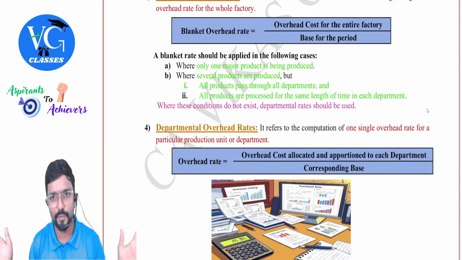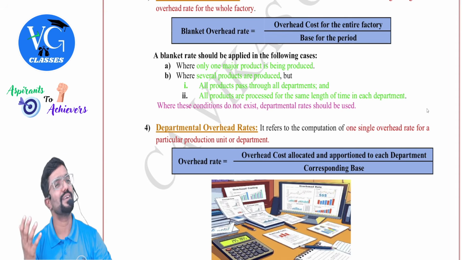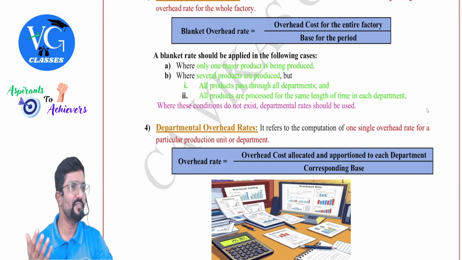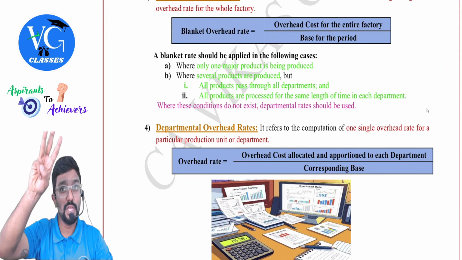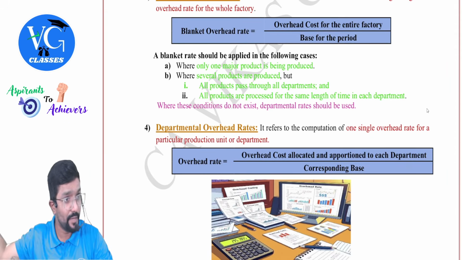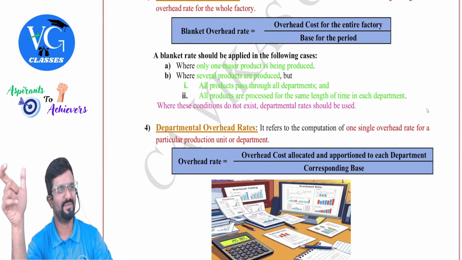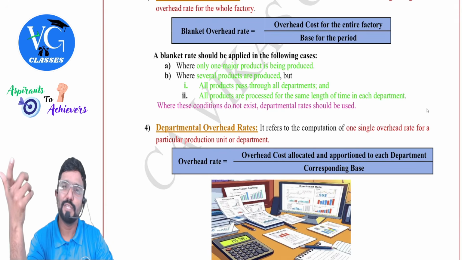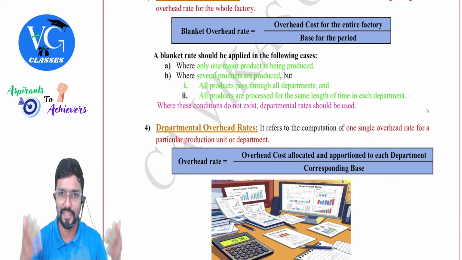Every product passes through all the departments and takes the same length of time in each department. Sir, how is it possible? Assume we are manufacturing 3 products and we have 5 departments. All these 3 products will pass through all 5 departments and in each department they will take the same length of time. Sir, how is it possible? Practically not possible. Correct. But theoretically, academically, this is there.